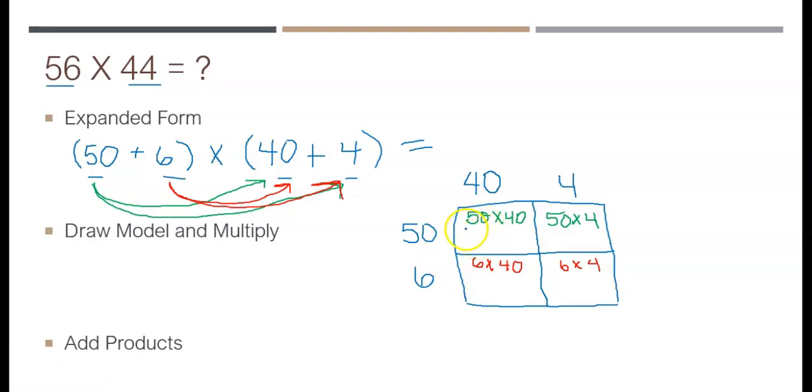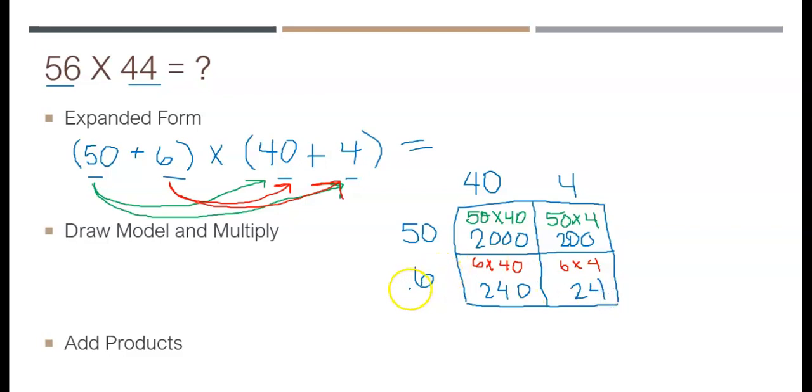So 50 times 40, remember the easiest way to do that is say 5 times 4 is 20 and add 2 zeros. Then 50 times 4, once again, 5 times 4 is 20 and add a 0. And notice the difference here. 50 times 4 is 200, whereas 50 times 40 is 2,000. Notice the extra 0. Then I have 6 times 40: 6 times 4 is 24. Add my 0 to give me 240. And then 6 times 4 is just 24. I have no zeros to add in that one.